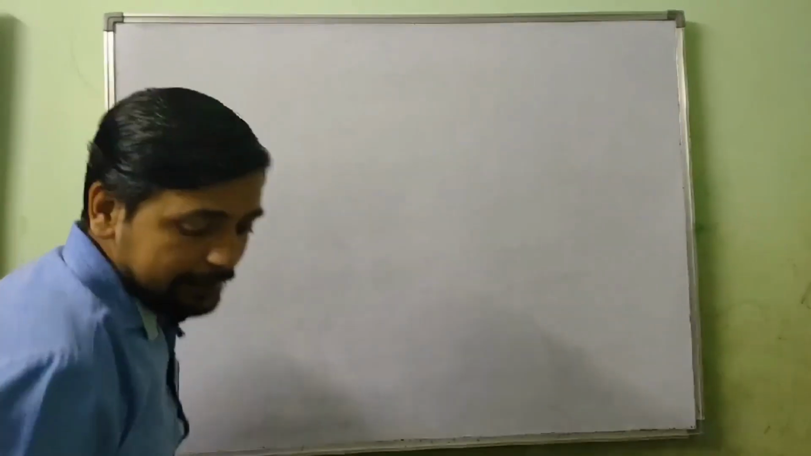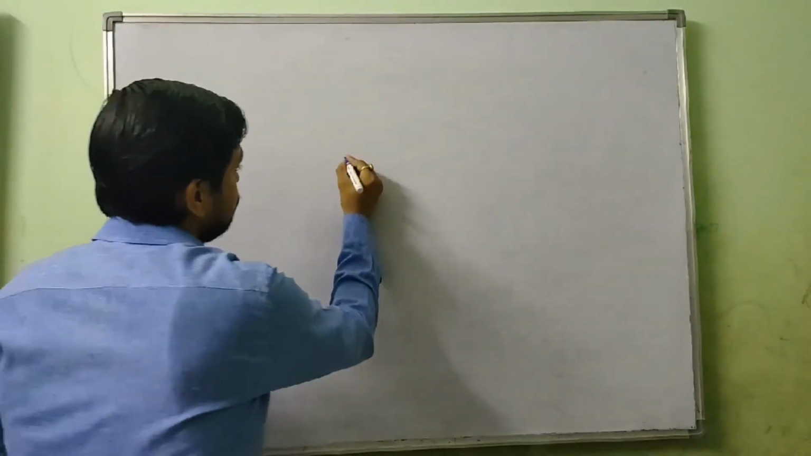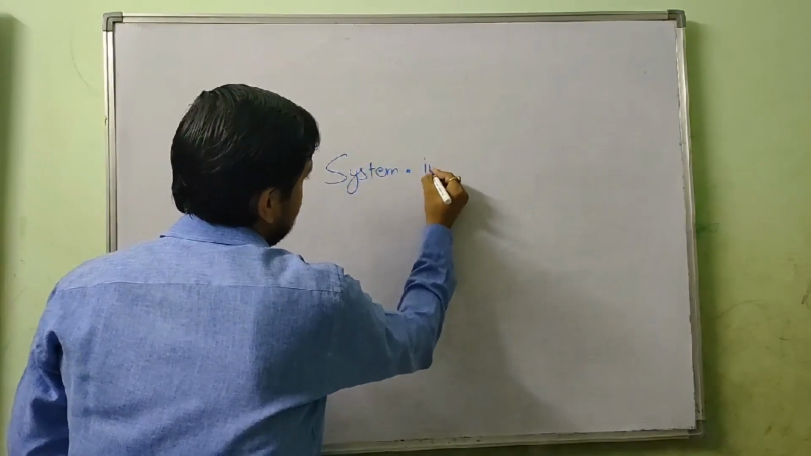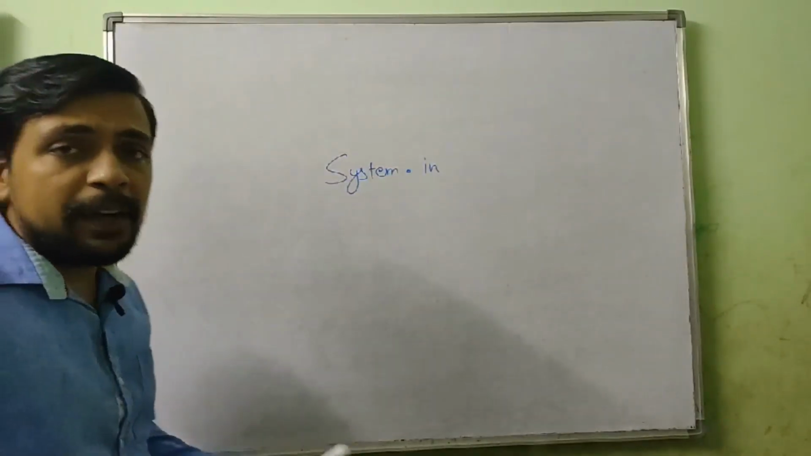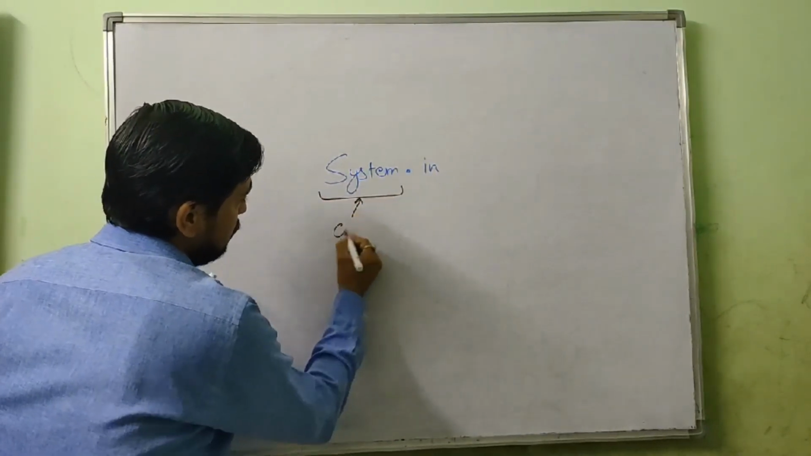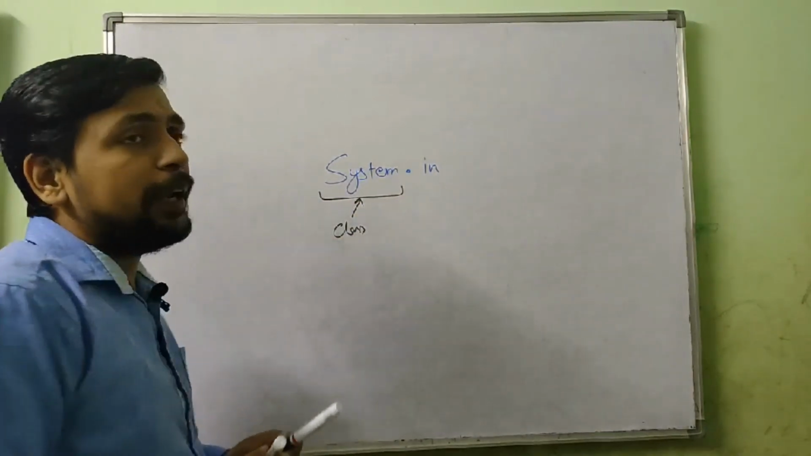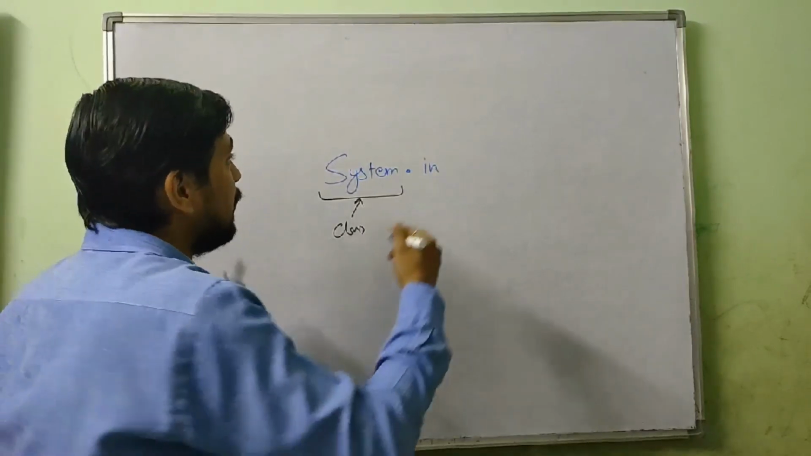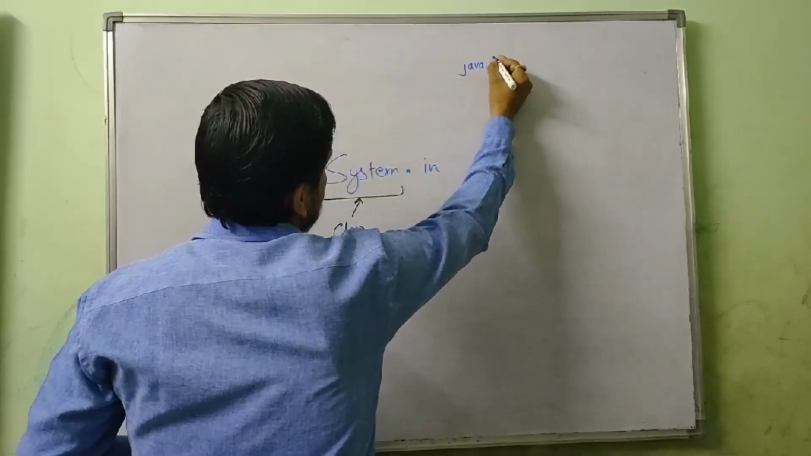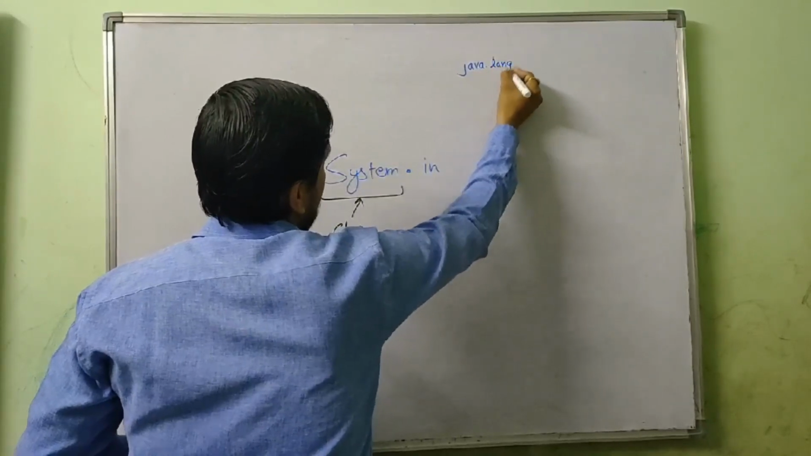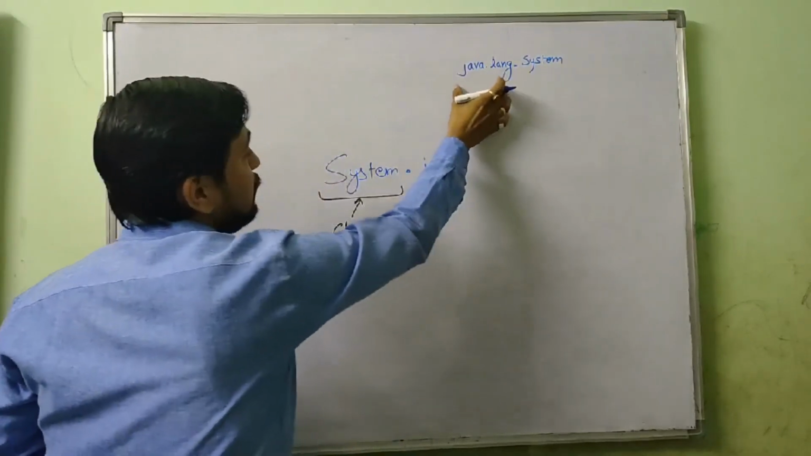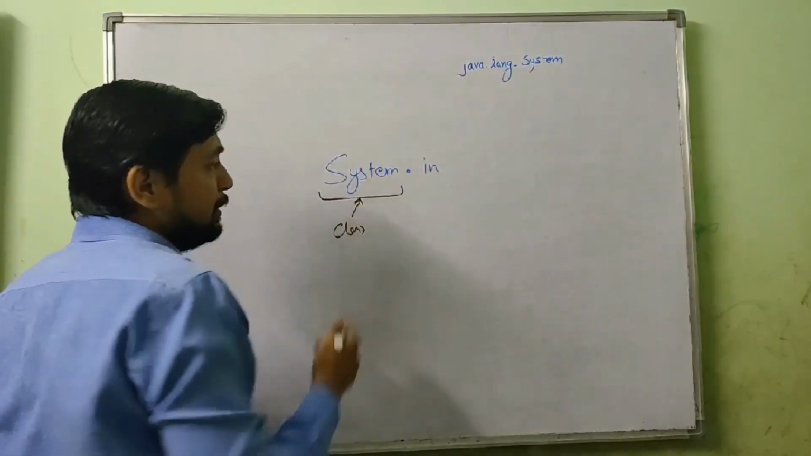Now if we write system.in, what is it? What is system and what is this in? Now let me clarify a few things. First of all, system is a class. Now where does this class belong? System is a class of the lang package. So the complete address of the system class is java.lang.System. So in the java.lang package, this system class is there.